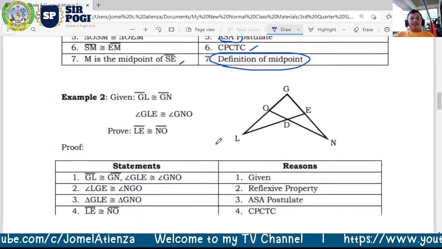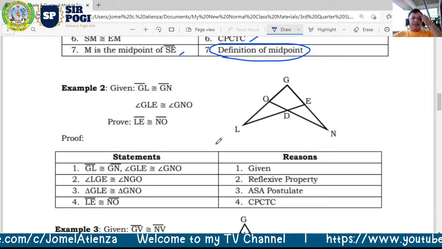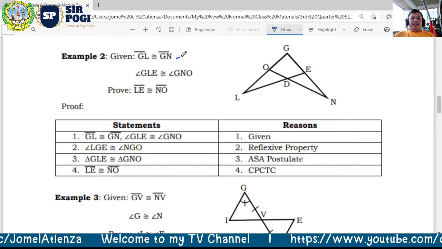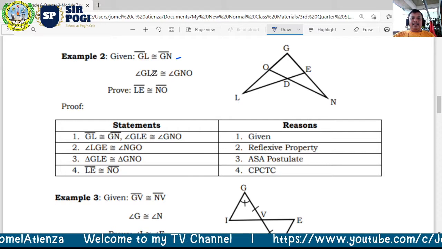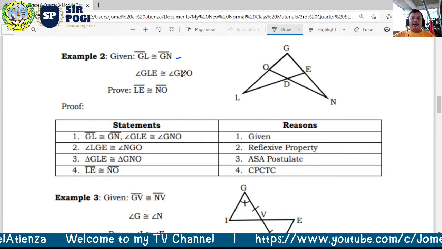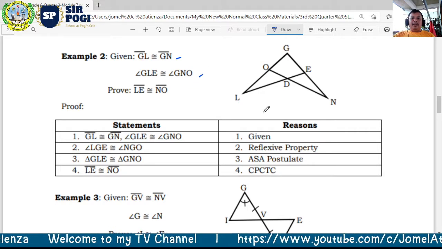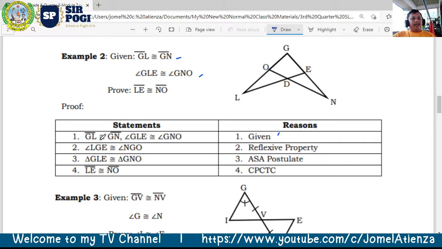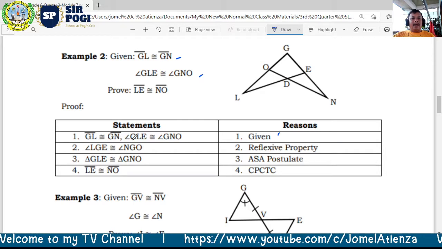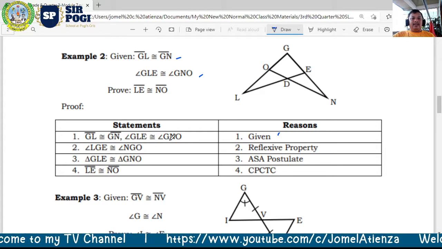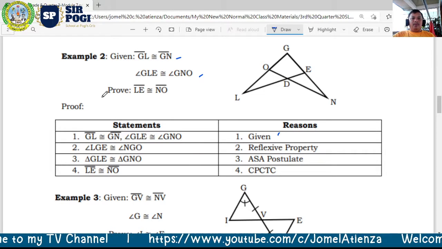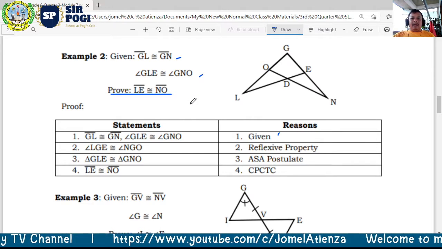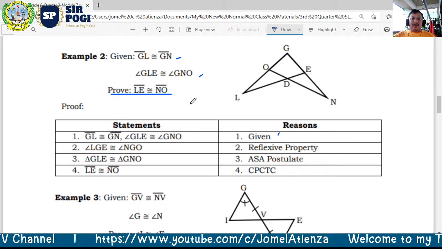Okay? Let us have another example. Segment GL is congruent to segment GN. And then angle GLE is congruent to angle GNO. Okay, so given yon. Segment GL is congruent to segment GN. Then angle GLE is congruent to angle GNO. So we are going to prove that segment LE is congruent to segment NO.